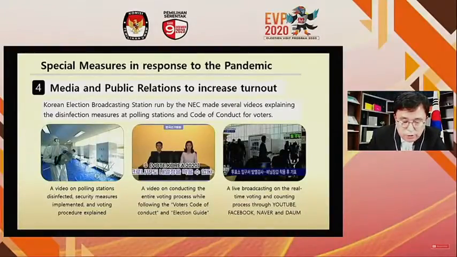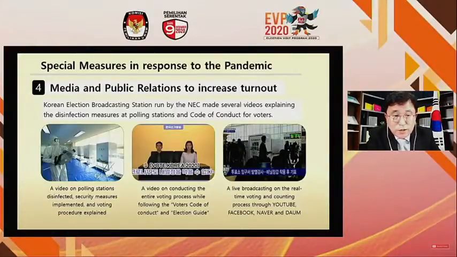The NEC runs the Korean election broadcasting station. The station made several information videos and did real-time broadcasting on the election day. The videos they made were about the polling stations disinfected, sanitary and hygiene measures implemented, and how to go and vote while following the voters' code of conduct and election guide. Above all, the station transmitted a live broadcast showing the real-time images of polling stations and counting centers on the election day through social media platforms and internet portals. Next, please.